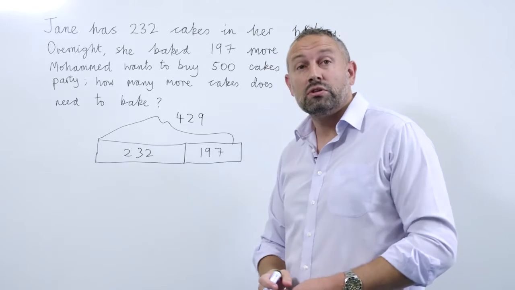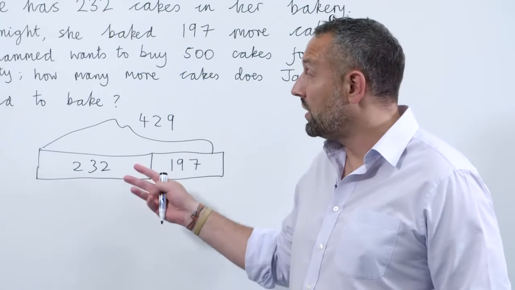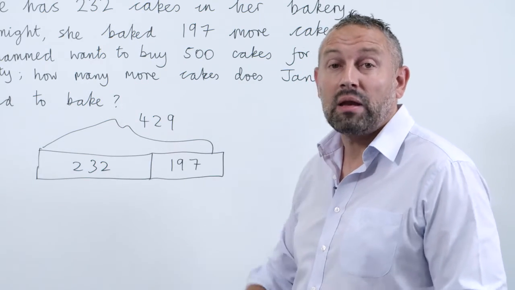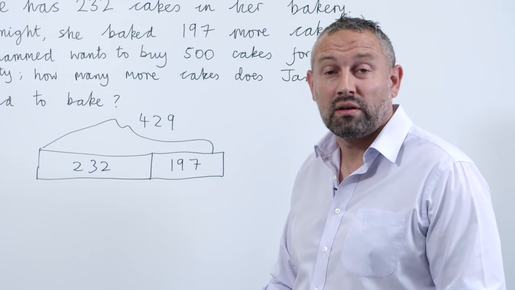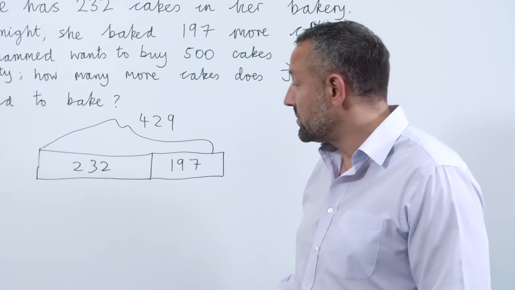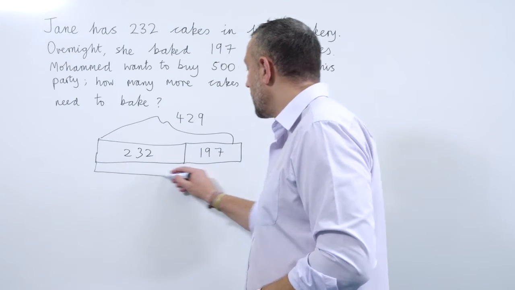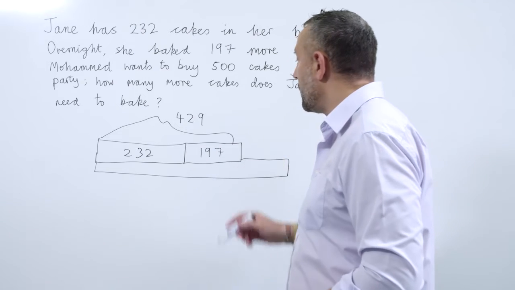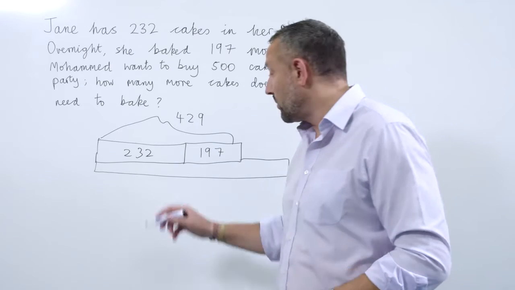Then we can see that the parts become a whole of 429. And we need to figure out, let's go back to the question, how many more cakes does she need to bake for Mohammed? She needs to make 500. So here, we can put the total cakes that she needs to bake, which is 500.